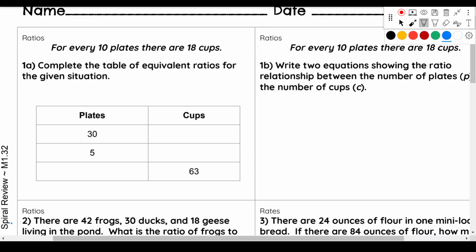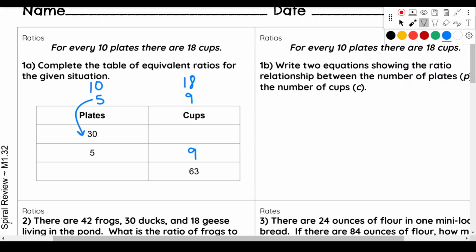So I have a ratio of 10 to 18. I notice these are both even numbers, so I can divide them both by 2. So I have a ratio of 5 to 9, which actually helps me complete part of the table.